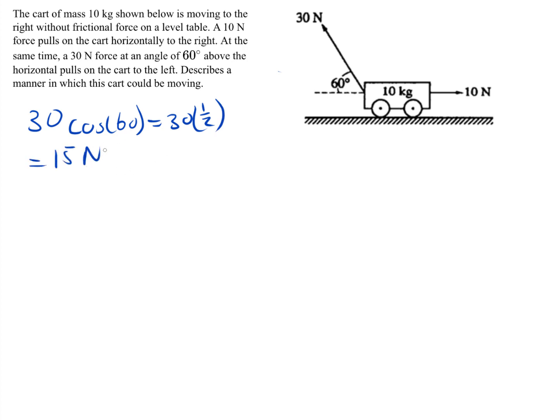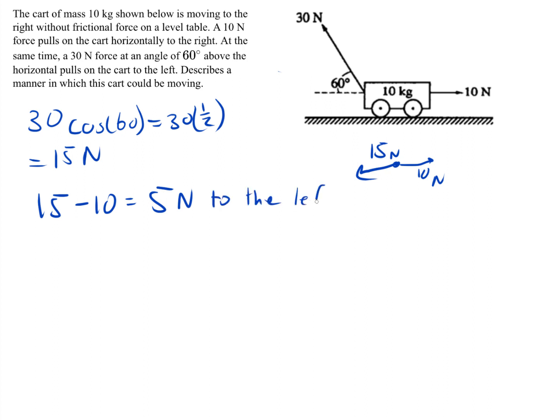Now this 15 newtons is to the left, and then you're pulling on it to the right with another 10 newtons. So your net force will be 15 minus 10 newtons, or 5 newtons to the left. Once again, the force to the right gets canceled out in part, and the cart ends up accelerating to the left.